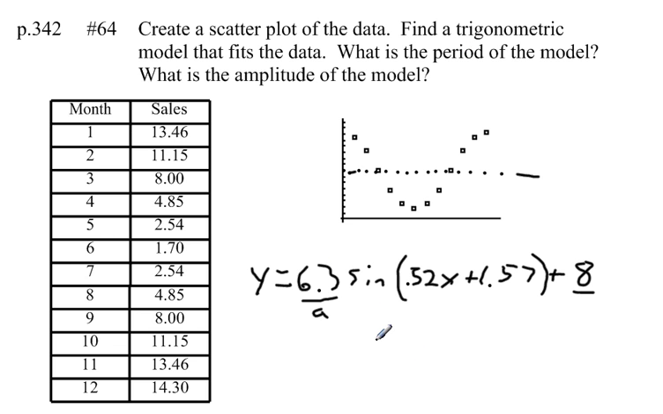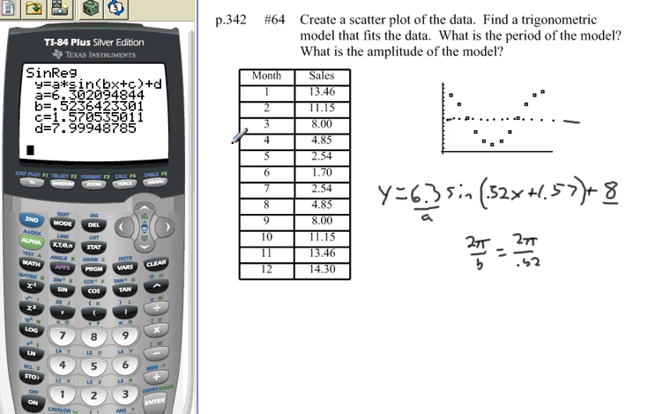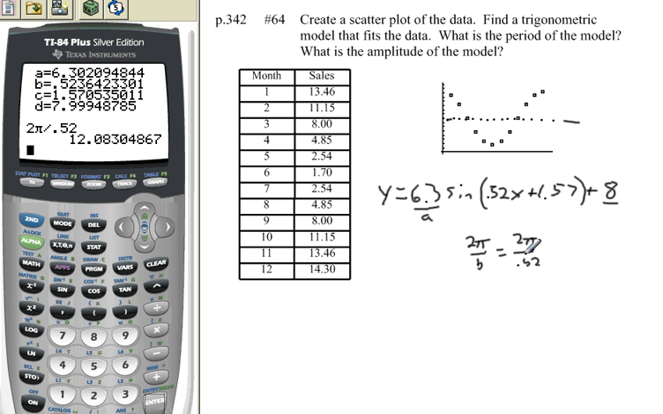We can also find our period because we know that 2 pi over this value here, b, is equal to our period. So if we say 2 pi over 0.52, that'll give us our period. Let's pull that calculator out again. And if I type that in there, 2 times pi divided by 0.52, we should get an answer of about 12. And there it is. So my period should be 12 because we're talking about a 12-month cycle.